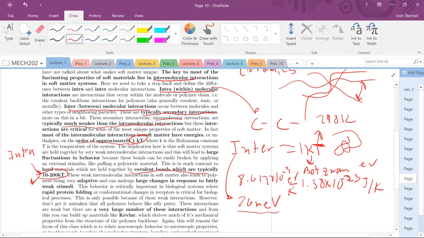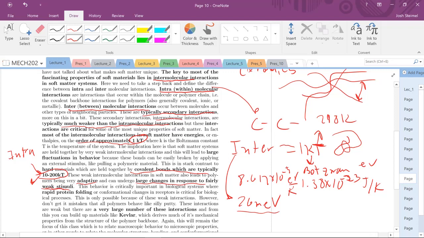Here, with intramolecular interactions, unless there's an order of magnitude change in temperature, we're in big trouble. We don't have to worry about breaking those bonds, so they are essentially fixed. They are not going to move or fluctuate at all. So this is the key thing that makes polymers so amazing, beautiful, and frustrating, and hard to work with, because they're so adaptive.